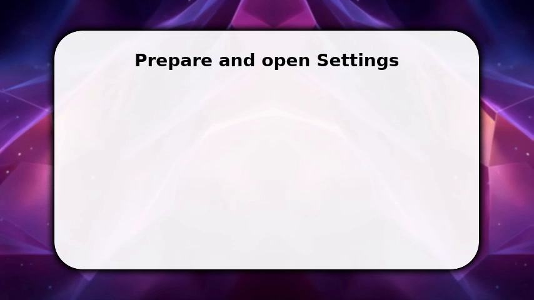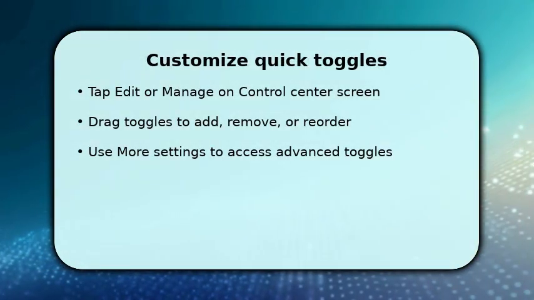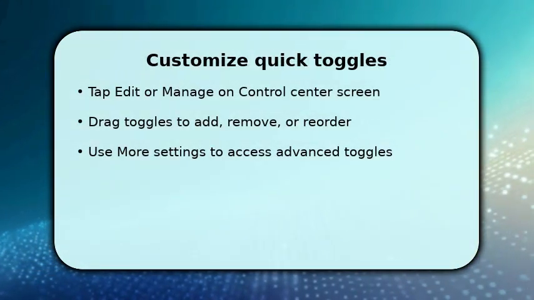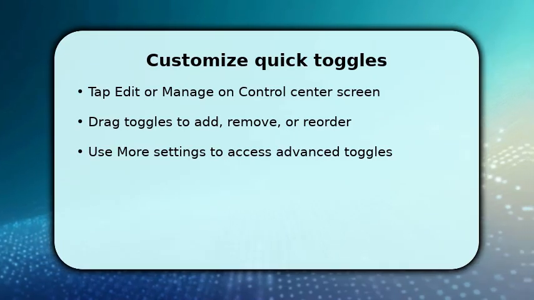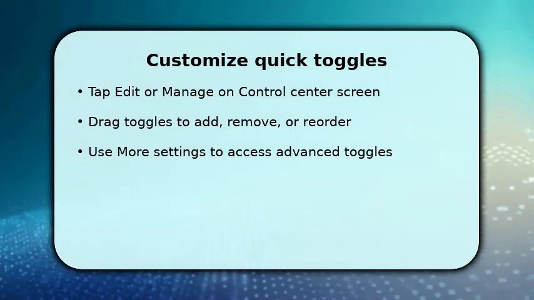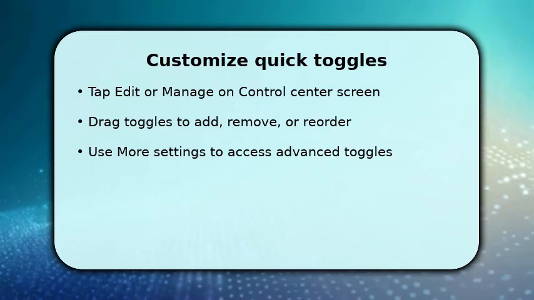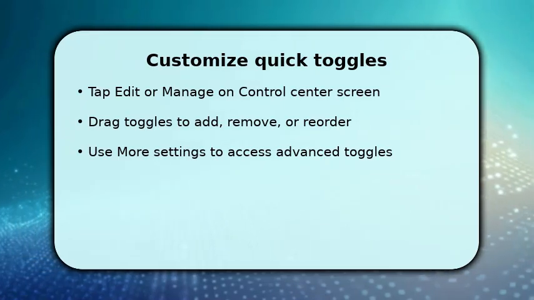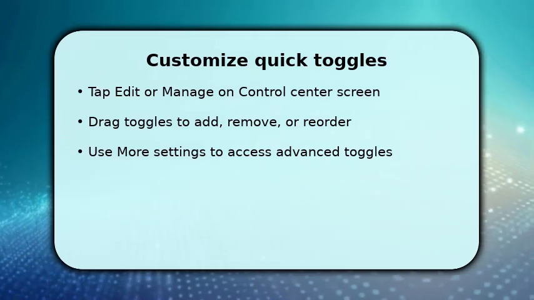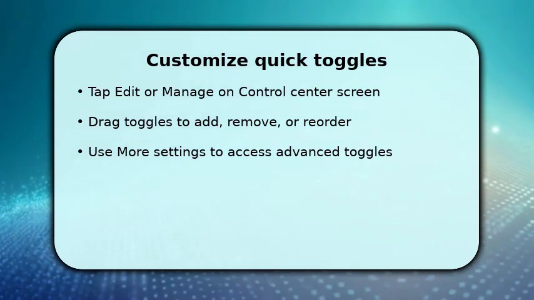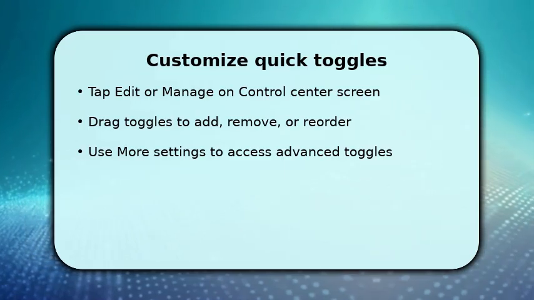Now perform the core customization. Tap Edit or Manage on the Control Center screen to enter edit mode. Drag a tile in to add a function, drag out to remove, and reorder by long pressing and moving a toggle where you want it. Use any more settings or three-dot menus to reveal advanced toggles like one-handed mode or desktop casting.